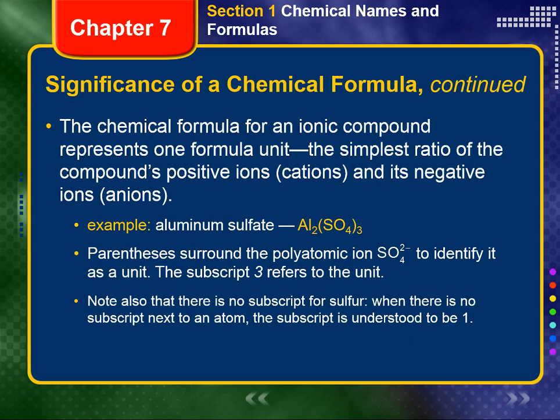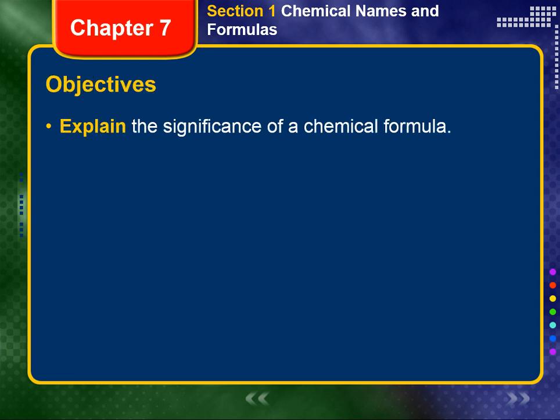Notice also that there's no subscript written next to the symbol for sulfur. When there's no subscript written next to an atom's symbol, the value of the subscript is understood to be 1 and not written. At this point, you should be able to explain the significance of a chemical formula.